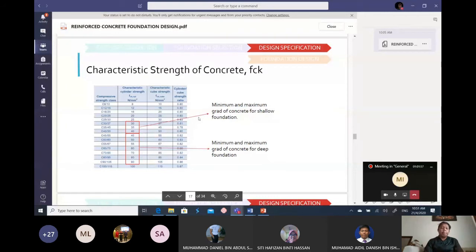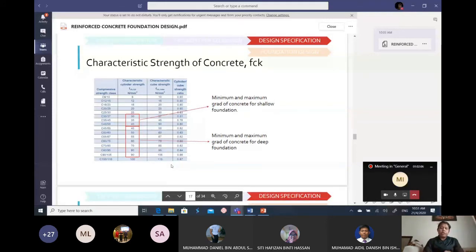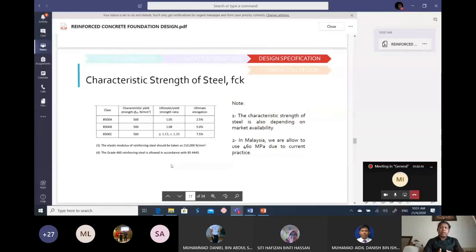Like LCC itself, they use foundation grade 80 MPa. Steel is the same. We have to use 500 Newton per millimeter square, but it depends on the availability on the market in each country that we are going to design. In Malaysia, for example, we are allowed to use 460 based on the market availability.